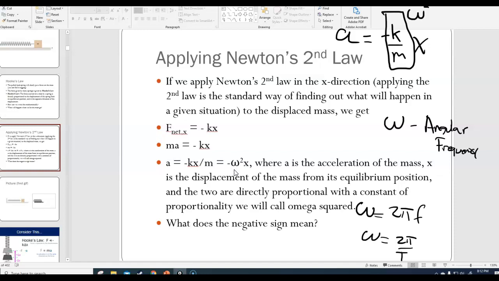squared. And again, that's just a constant, because remember, when you have a proportional relationship like this, you're basically saying acceleration is equal to some constant times x, and in this case they just call the constant omega squared. And then the negative sign indicates that a and x have opposite directions.